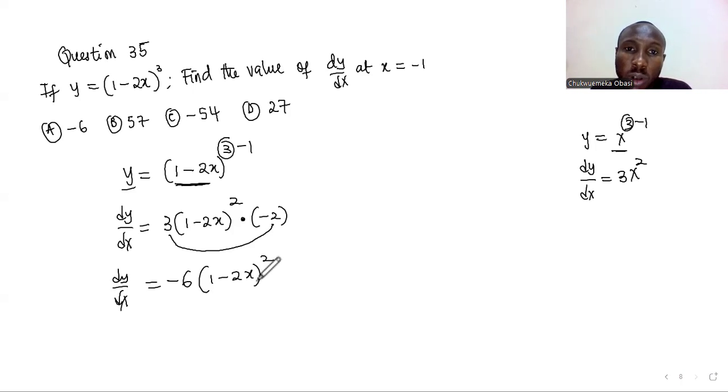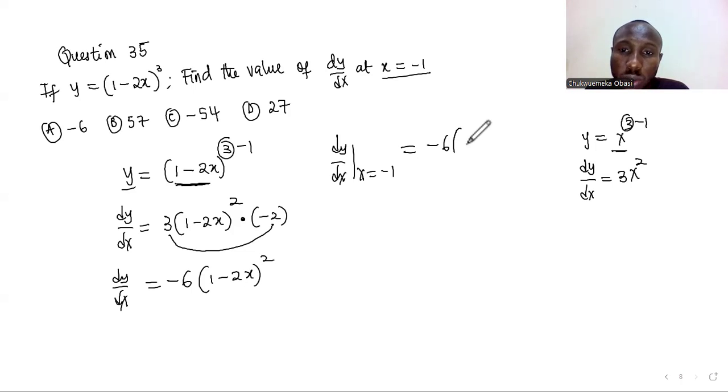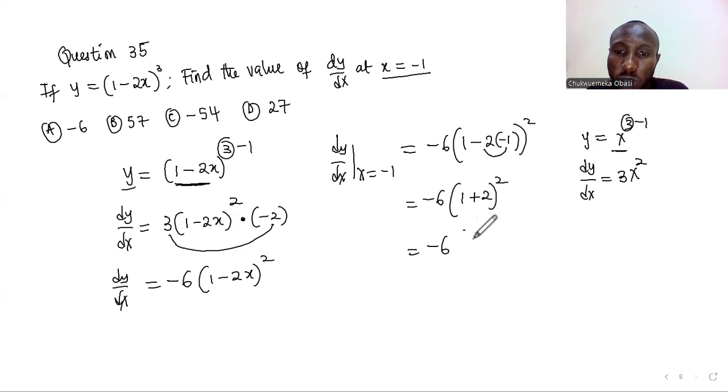But that is not all. They want us to find dy/dx when x is equal to minus 1. So dy/dx when x is equal to minus 1 is simply just replace your x with minus 1. So that becomes minus 6 into (1 minus 2 into minus 1) all squared. So let's go ahead and simplify that. Minus 2 times minus 1 will give us plus 2, then all squared. So remember, 1 plus 2 is 3, and 3 squared is going to be 9, right?